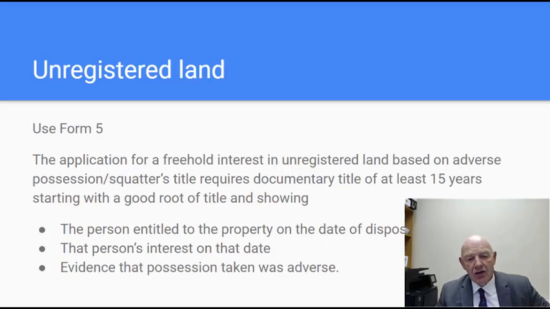Unregistered land, you use Form 5. The application for freehold interest in unregistered land based on adverse possession or squatter's title requires documentary title of at least 15 years, starting with a good root of title and showing the person entitled to the property on the date of dispossession, that person's interest on that date, and evidence that possession taken was adverse. In other words, you sought to exclude the true owner, if there was an owner, on that date.